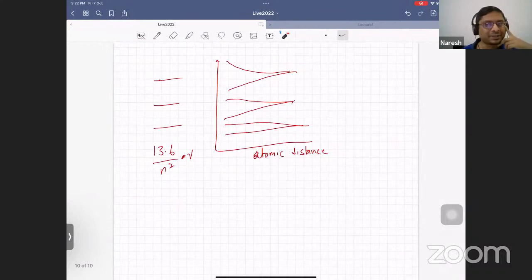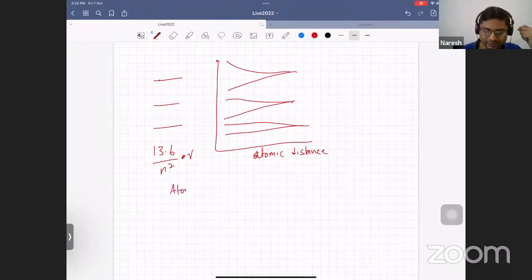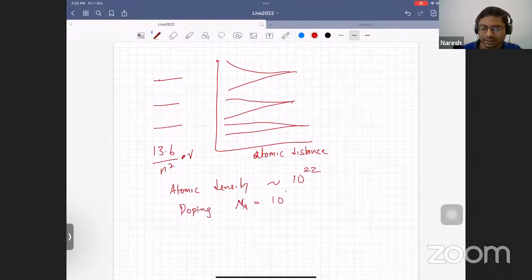How tiny? If you think of the atomic density of silicon, which I always refer to, it is about 10 power 22, let's say. If you want a doping concentration of, let's say, Na equal to 10 power 18, then essentially 1 in 10,000 atoms will be phosphorus. That's why it is a very tiny impurity we are adding.